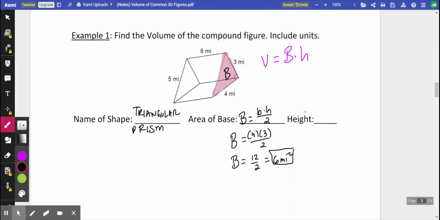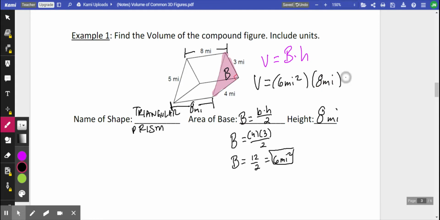Then we want to figure out the height, right? The height would be how deep this thing goes in, so don't get it confused with the height of the triangle. How deep does this go in from there to there? That is the number that we need. And as you can see from the top portion, it is the exact same number, right? That is actually 8 miles. So this is 8 miles. To find the volume is just the area of the base multiplied by the height. So the volume would be the area of the base, which is 6 miles squared, multiplied by the height, which is 8 miles. So 6 times 8 is 48. Then the volume would be 48 miles cubed.